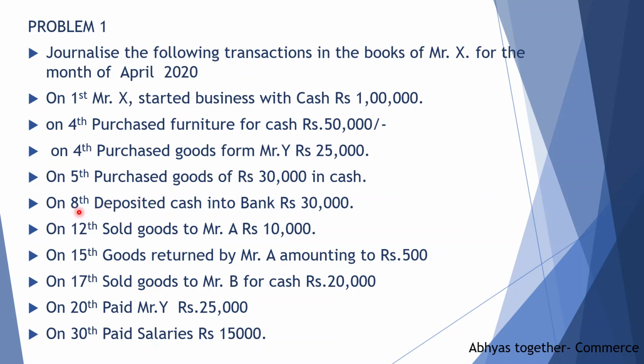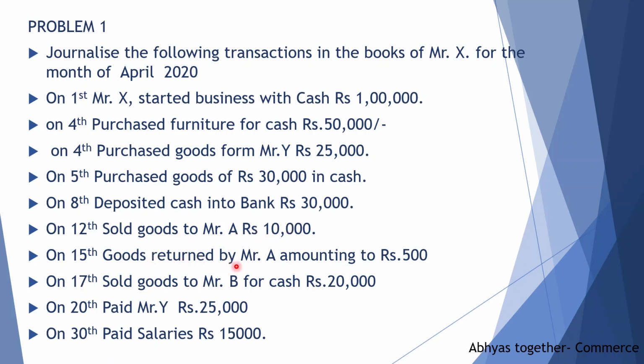Next, on 8th April, he deposited cash into the bank. Now cash is going into the bank. Next, on 12th, he sold goods to Mr. A. Again, he sold goods to Mr. A. He did not mention that A has given money to him. So this is a credit transaction.